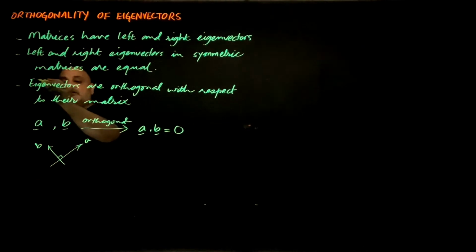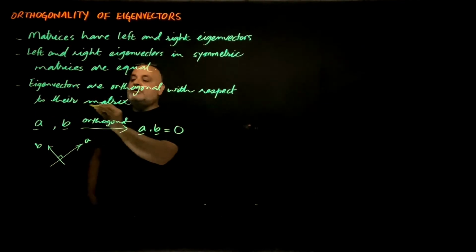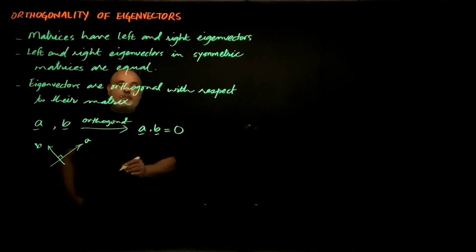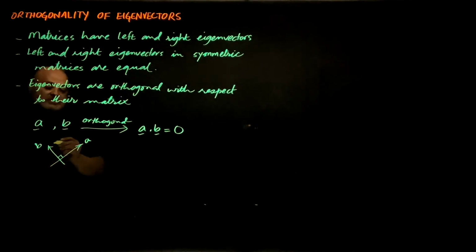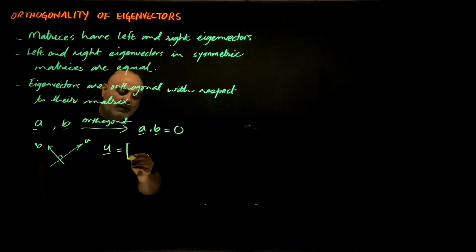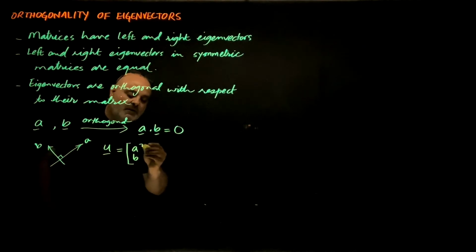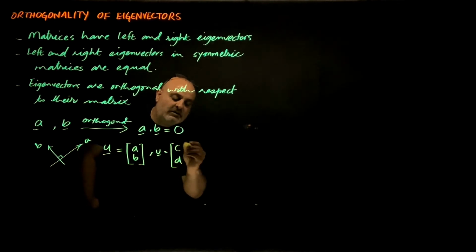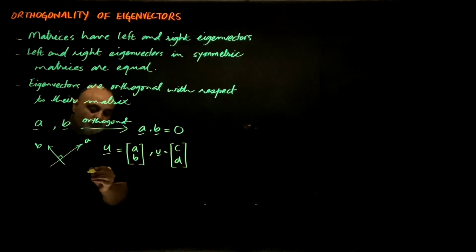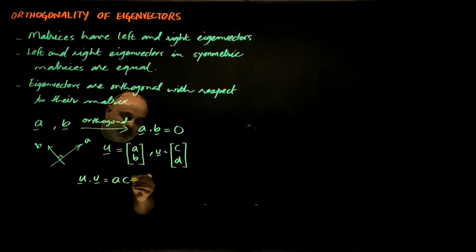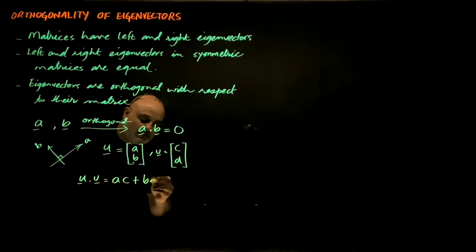Now, I'm saying here that my eigenvectors are orthogonal with respect to their matrix, which means that, first of all, let's define vector U as A, B and vector V as C, D. Now, U dot V is A times C plus B times D.